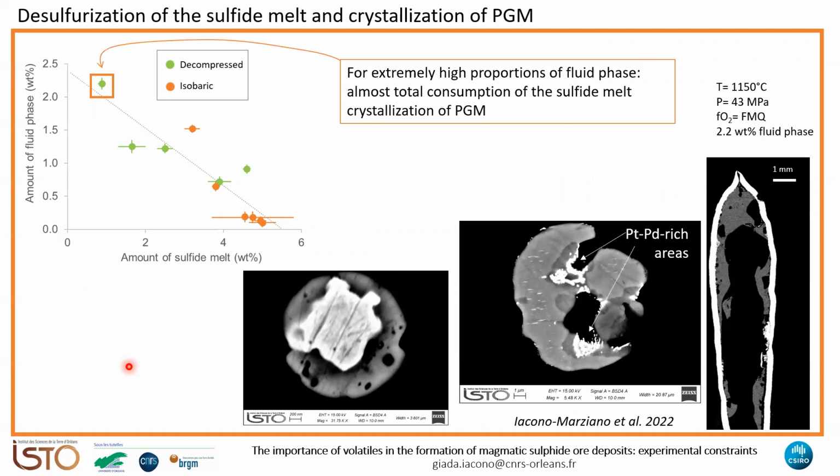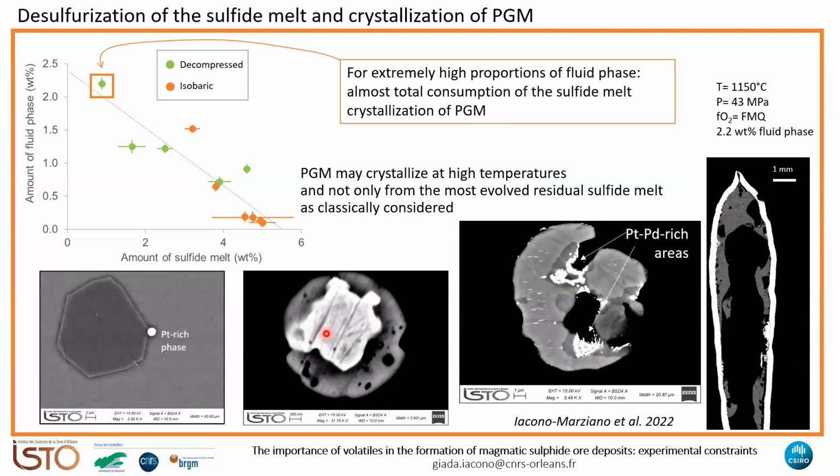So finally, we observe that when the proportion of fluid phase is extremely high, we can have a total consumption of the sulfide melt and the crystallization of platinum group minerals. So for instance, in this experiment here, the one with the highest proportion of fluid phase, we observe these corroded sulfide blebs with zones that are richer in platinum and palladium. You have one example here and another example here. And we also observe this platinum-rich phase at the contact between the olivine and the silicate melt.